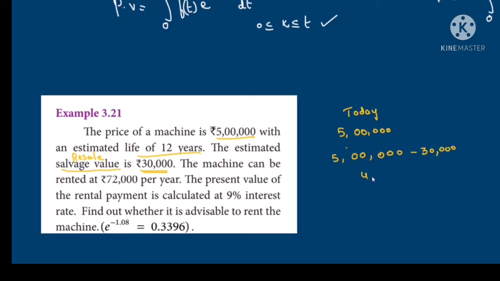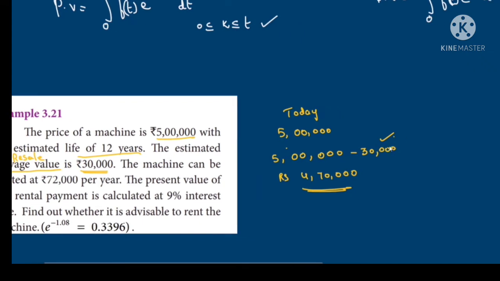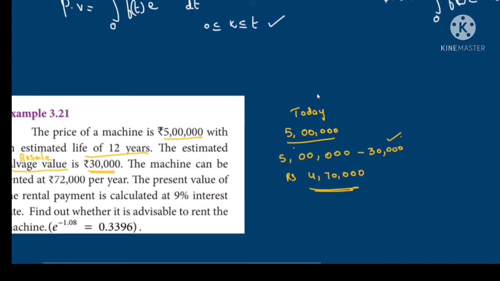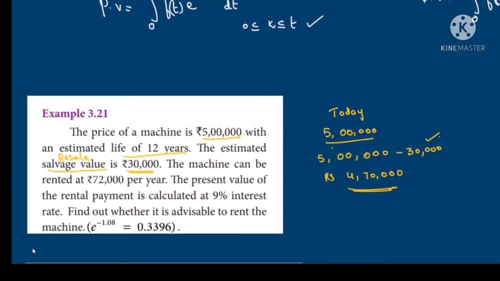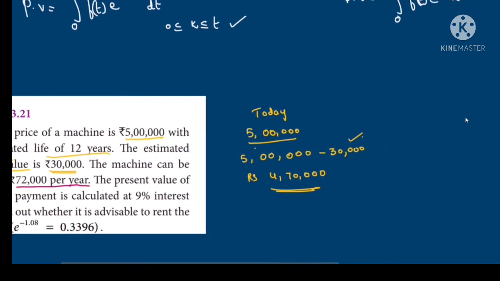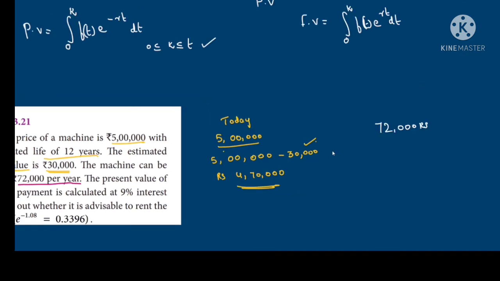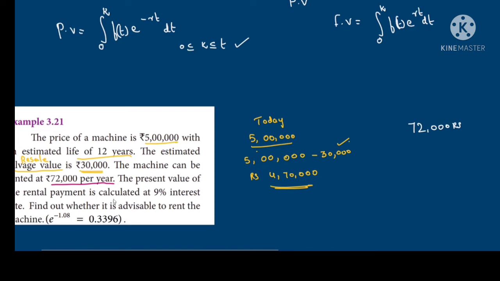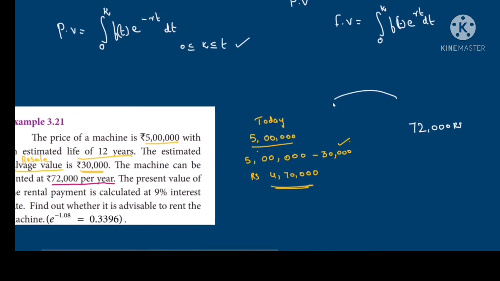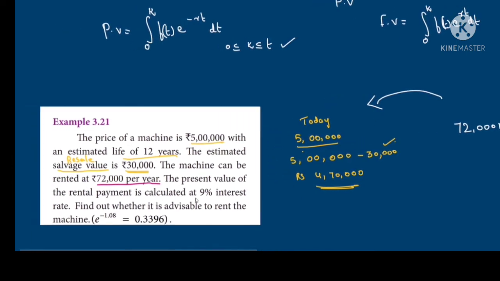That is 4,70,000, because you will get the 30,000 back. Now the machine can be rented. Instead of buying this machine for 5 lakhs, you can also take it for rent. But you have to pay 72,000 per year. So 72,000 you have to pay as rent per year. Calculate the present value of the rental. The present value is asked. And the rate is 9%.